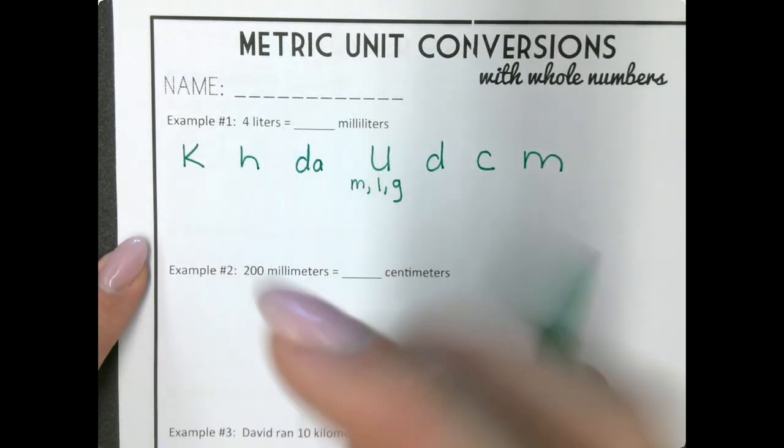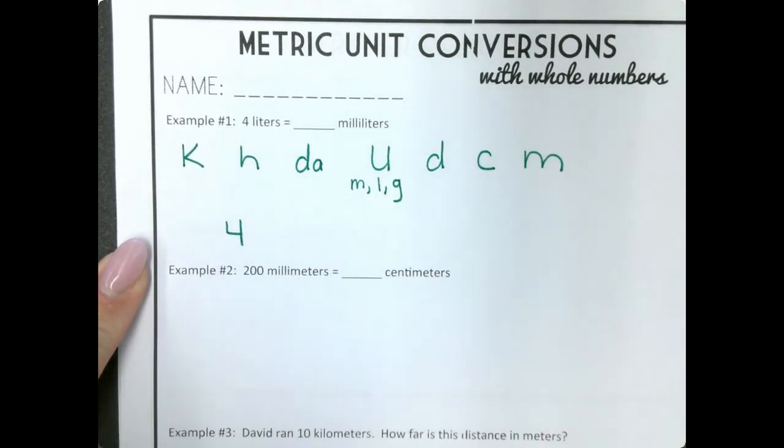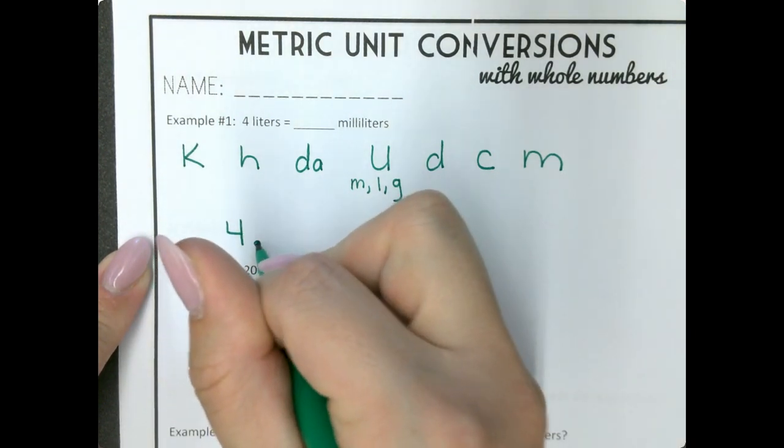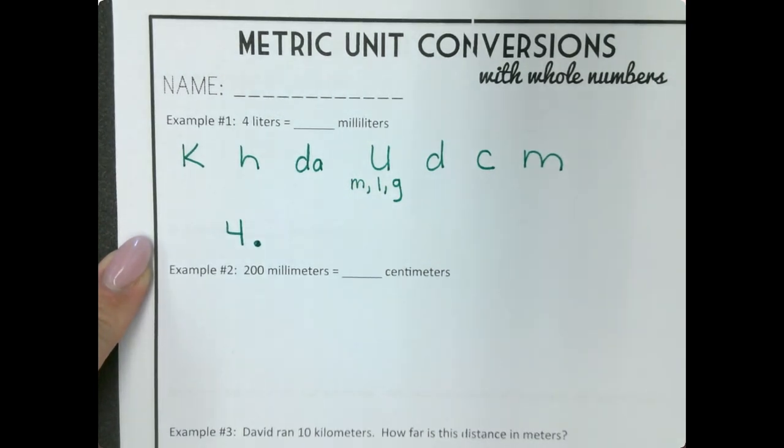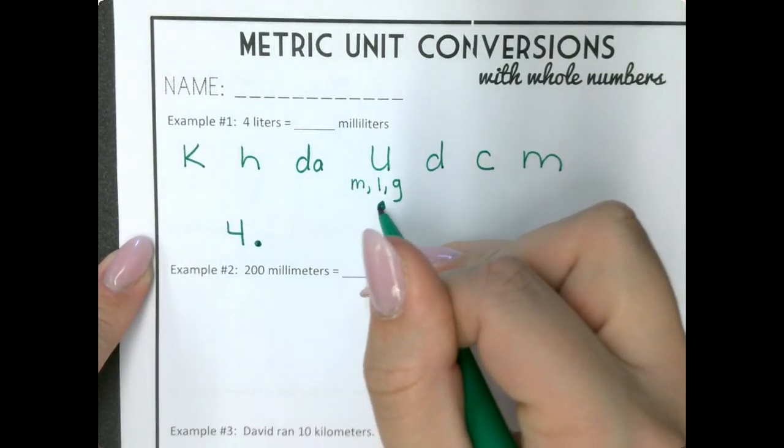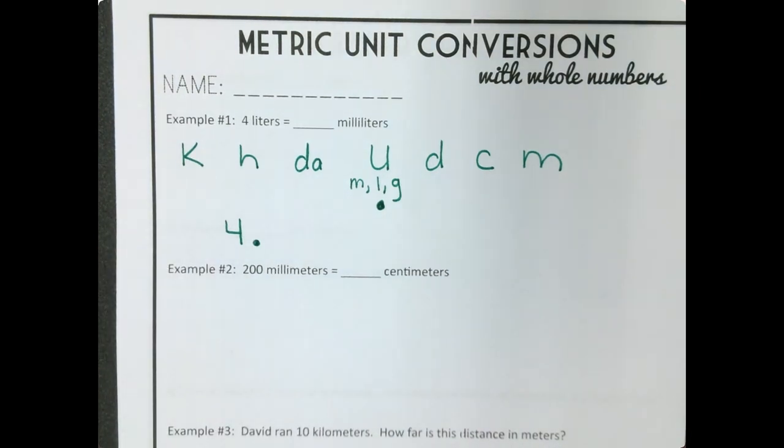So what we do here is we write that number down, and we have to figure out where the decimal goes. Where's the decimal in 4? In front of the 4 or behind the 4? No, that's 4/10. This is 4. Where would the decimal go? Behind. So they want us to start at liters. I'm going to put a dot here at liters, and they want us to go to milliliters.